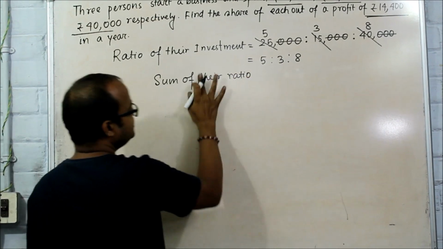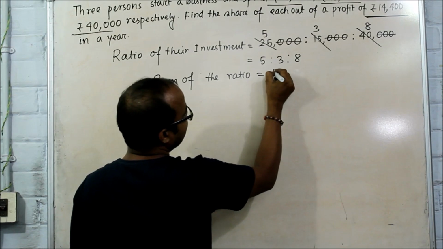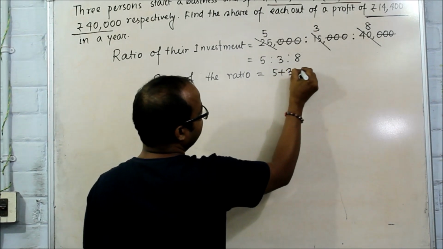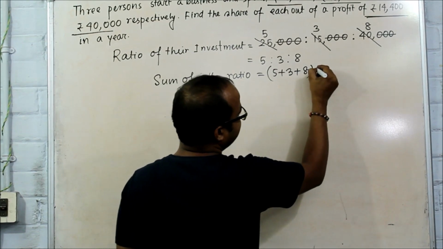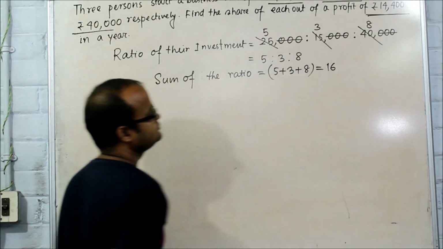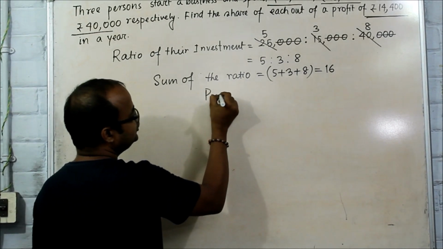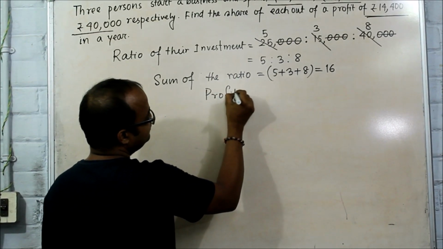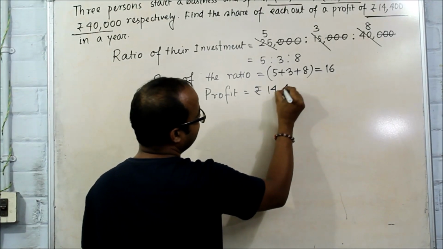Sum of the ratio is equal to 5 plus 3 plus 8. So 5 plus 3 is 8, 8 plus 8 is equal to 16. Clear? Now the total profit is equal to rupees 14,400.